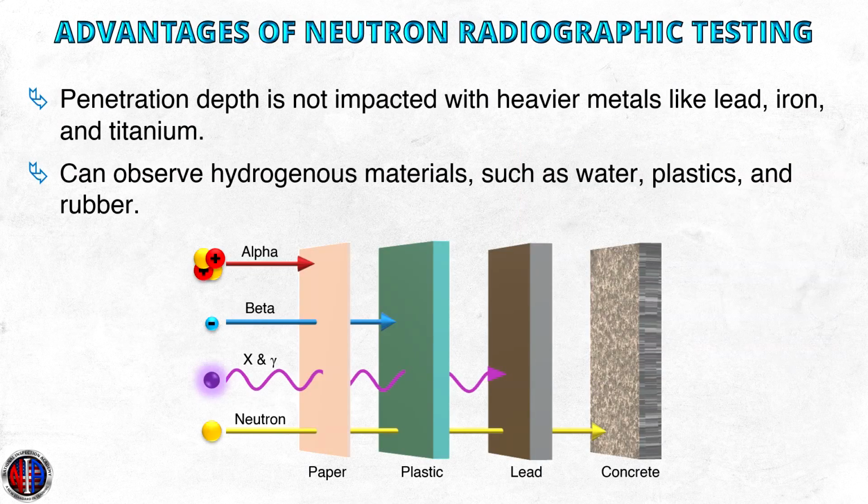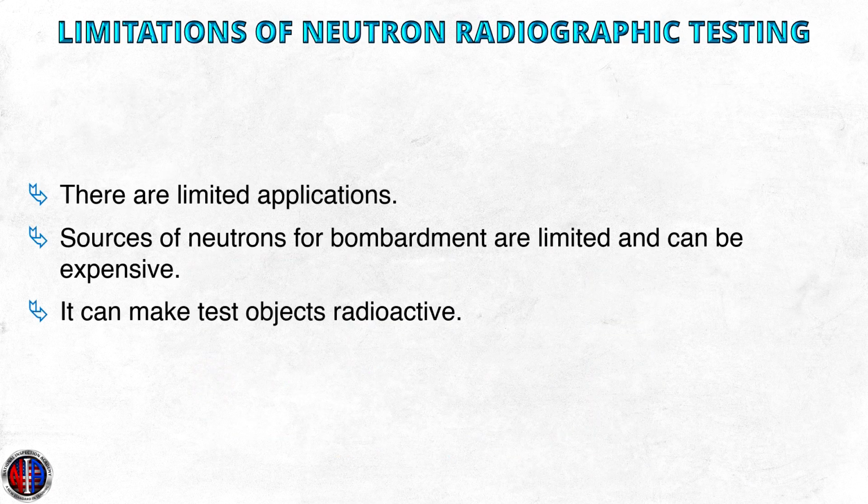Advantages of neutron radiographic testing. Penetration depth is not impacted with heavier materials like lead, iron, and titanium. Neutron radiography can observe hydrogenous materials such as water, plastics, and rubber. Limitations of neutron radiographic testing. There are limited applications. Sources of neutrons from bombardment are limited and can be expensive. It can make test objects radioactive.